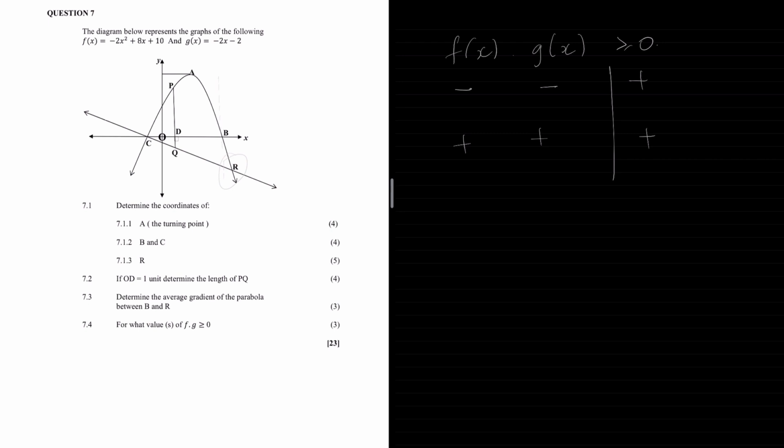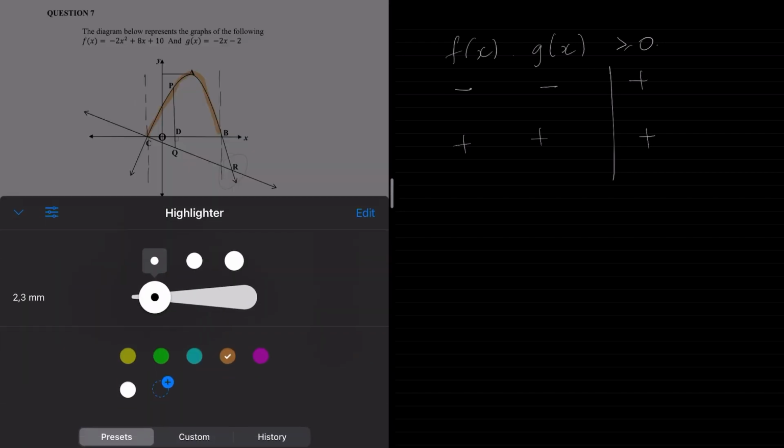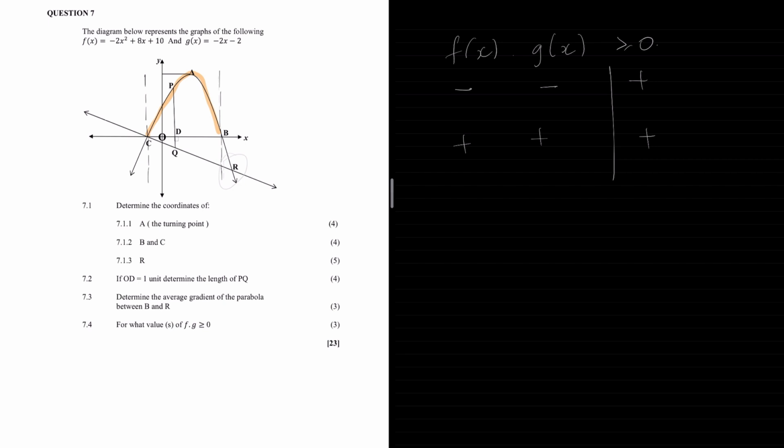So let's separate this and evaluate. I'm going to use the intercepts as my guide, and now let's use a color to mark it. I'm going to use a highlighter to highlight where f of x is positive. So f of x is positive here, and I'll use green for where f of x is negative. So it's negative there and it's negative there.